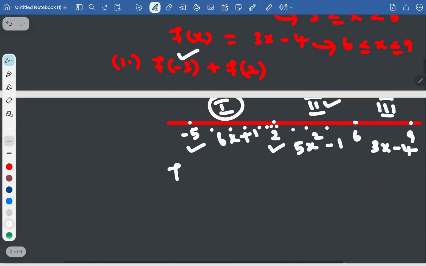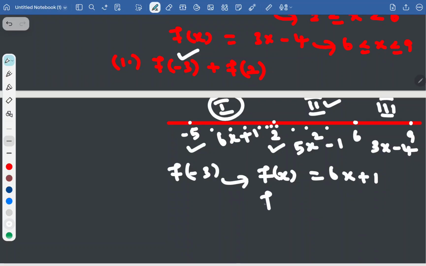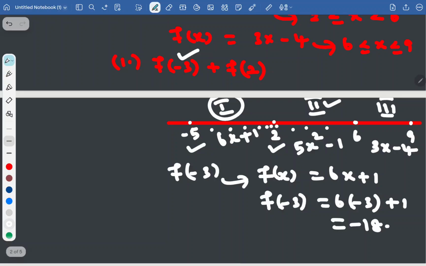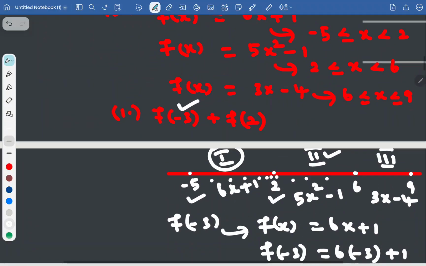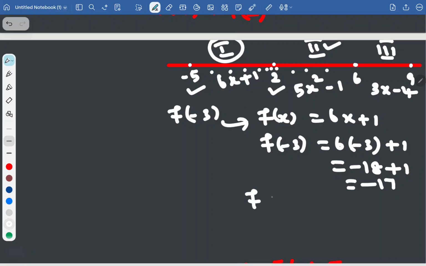Therefore, for f of minus 3, what is f of x? 6x plus 1. Replace x by minus 3: 6 into minus 3 plus 1, minus 18 plus 1, minus 17. f of 2 is included in the second interval, 5x square minus 1. For f of 2, what is f of x? 5x square minus 1.